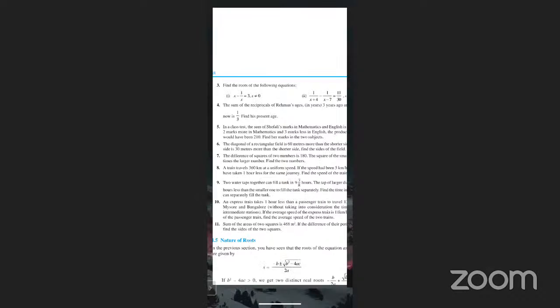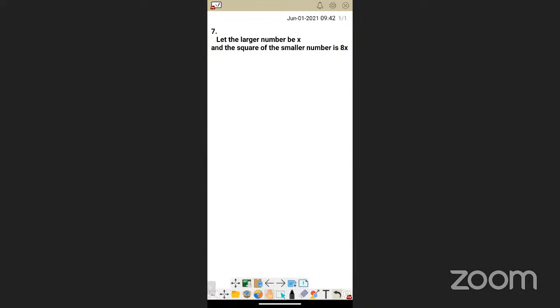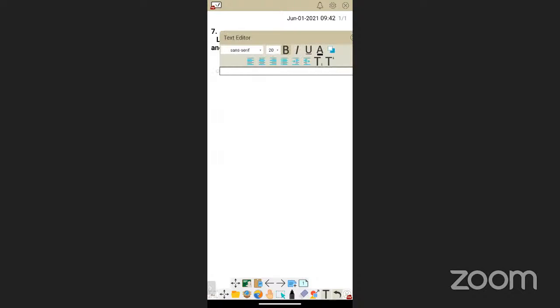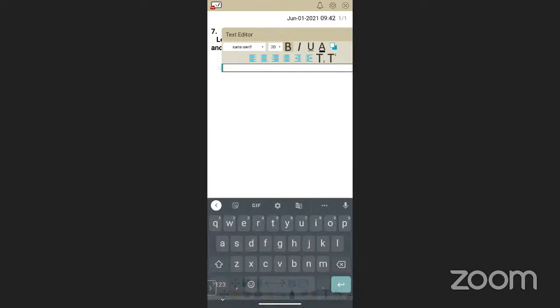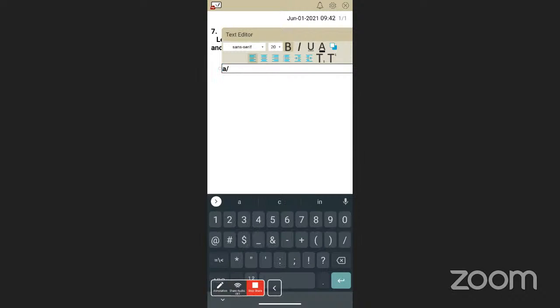The difference of squares of two numbers is 180. Now there are two numbers. What are the numbers? Smaller number and larger number. So that means there are two things here. Wait, let me type here. This one I've taken according to the question. I'm writing here A/Q.